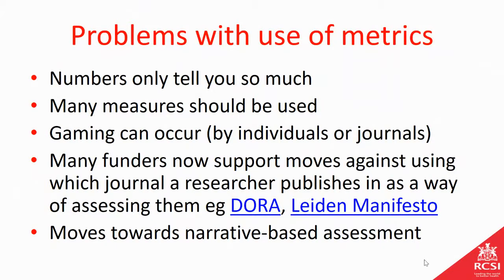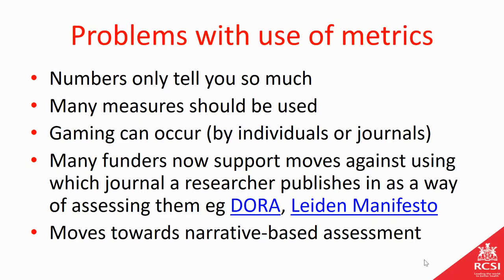So many funders now, who are the ones assessing researchers for their research grants, are supporting moves away from relying too much on metrics generally, but in particular, they're focused on moving away from looking at which journal a researcher has published in. Habitually, researchers may say, well, I've had 3 articles in Nature and 2 in the Lancet, and that would be seen as very good because the Lancet and Nature both have very high impact factors. But they're trying to move the emphasis to say, well, what about the actual content of the article, wherever it was published? Can we assess the quality of the article rather than which journal it was published in?